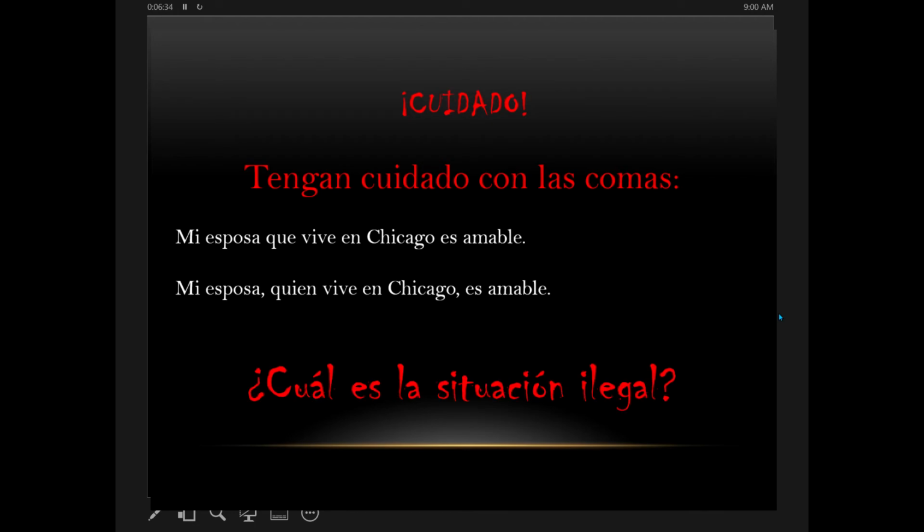By saying "my wife who lives in Chicago" without commas, you're saying that there's more than one wife, because this clause is essential. And that, of course, is bigamy. It's illegal. "My wife, who lives in Chicago, is nice." Adding that she lives in Chicago is simply additional information, not necessary to the sentence.